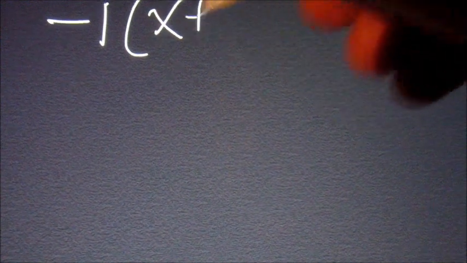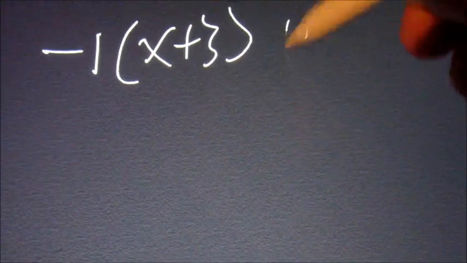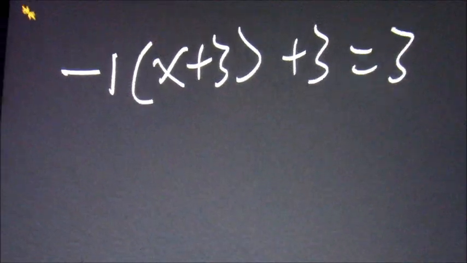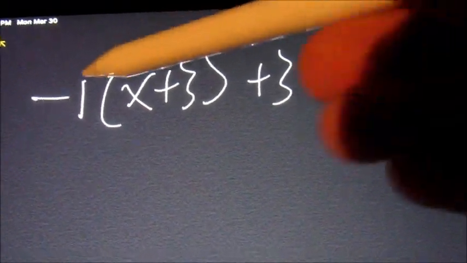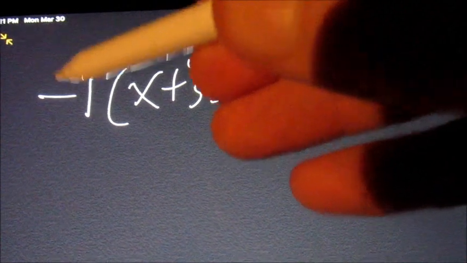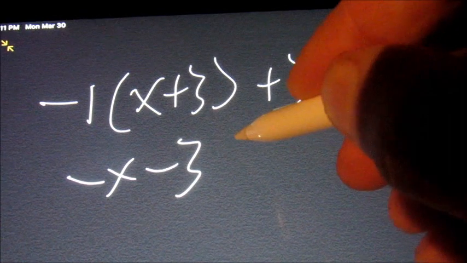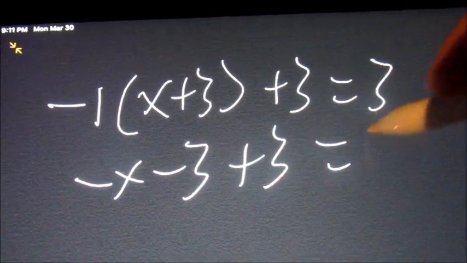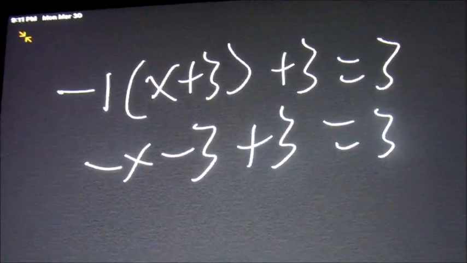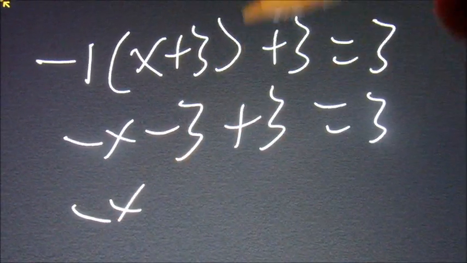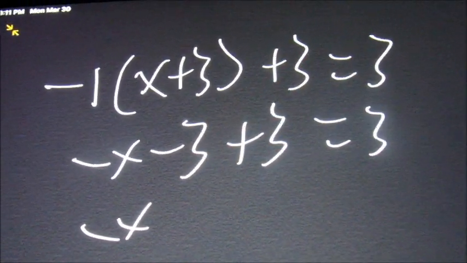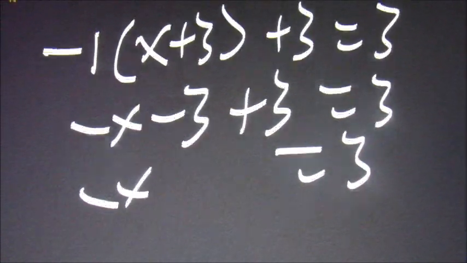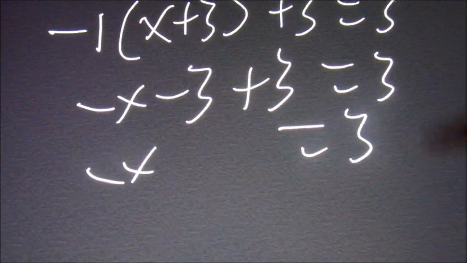Okay, next problem will be something like -1(x + 3) + 3 equals 3. So again, the first thing I'm going to do is distribute the -1. Remember, we do distribute the negative, so it's going to become -x minus 3 plus 3 equals 3. Now when we combine like terms, we keep the -x, we have a -3 plus 3, which becomes 0, and that equals 3. So now we have -x equals 3.